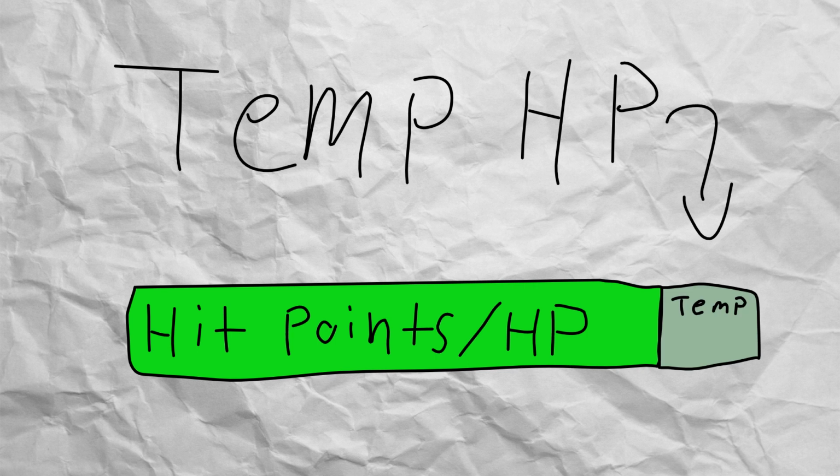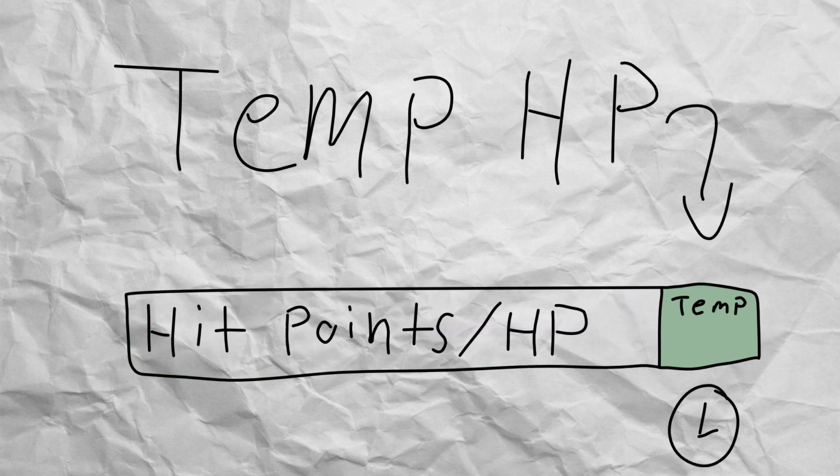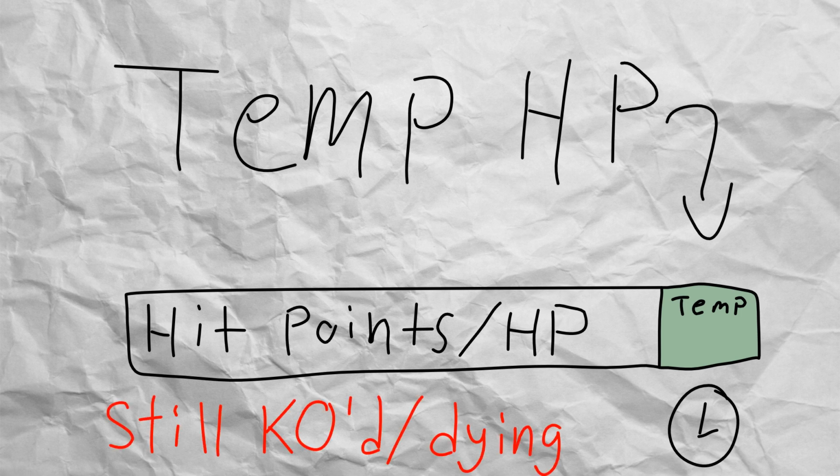Temporary hit points are basically a time-sensitive extra layer of blood that you can shed without worrying too much about it, although they kinda suck because they don't stack and they don't save you from rolling death saves.